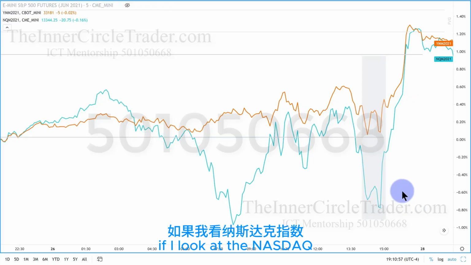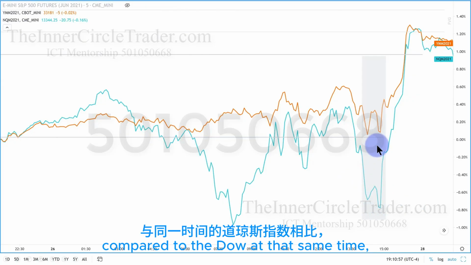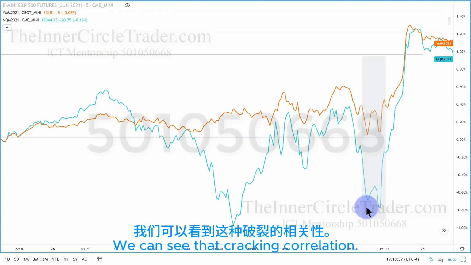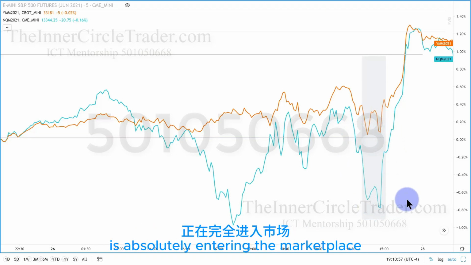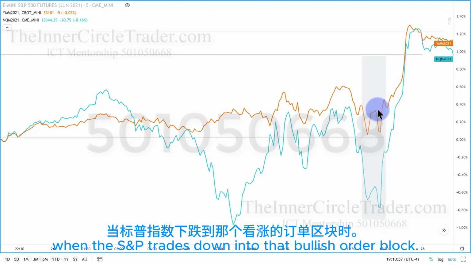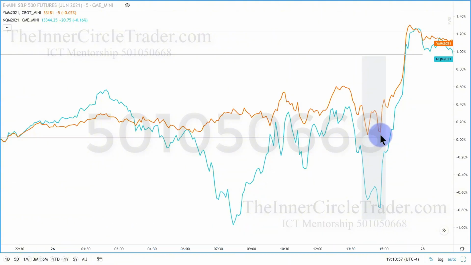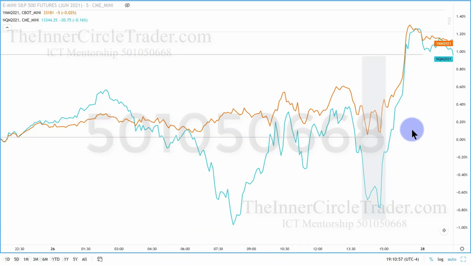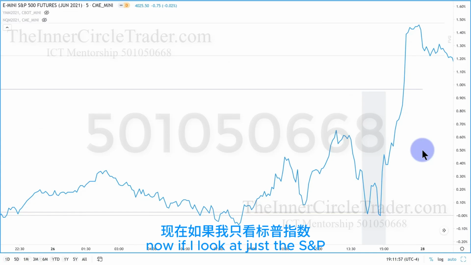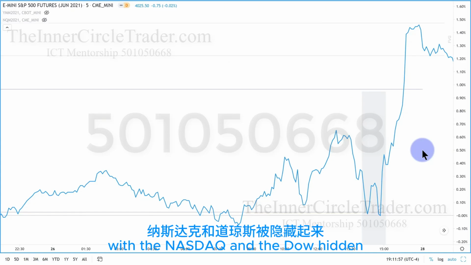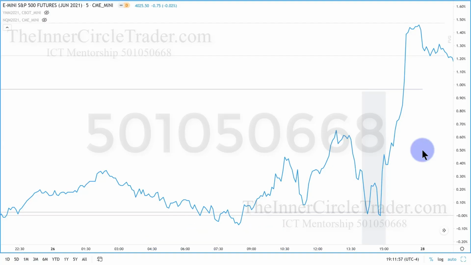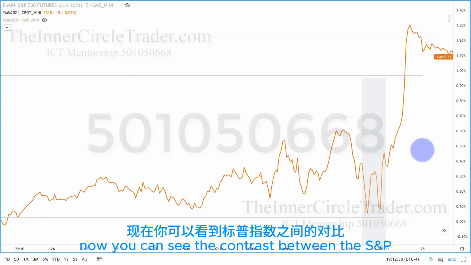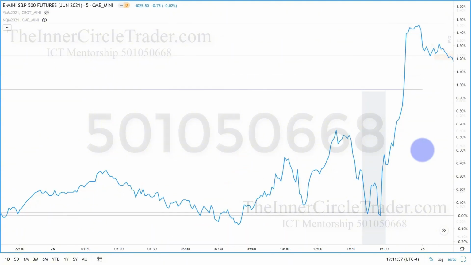Now, if I look at the NASDAQ compared to the Dow at that same time, now we can see the divergence. We can see that crack in correlation. We can see now smart money is absolutely entering the marketplace when the S&P trades down into that bullish order block. Now you can't see the S&P right now because I've removed it. It's hidden. I've hit the little eyeball here so it hides it. But now if I look at just the S&P with the NASDAQ and the Dow hidden, and then go one at a time, now you can see the contrast between the S&P, and I'll go back to that one. There's the S&P.